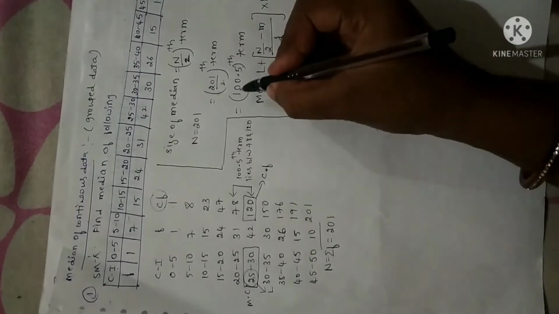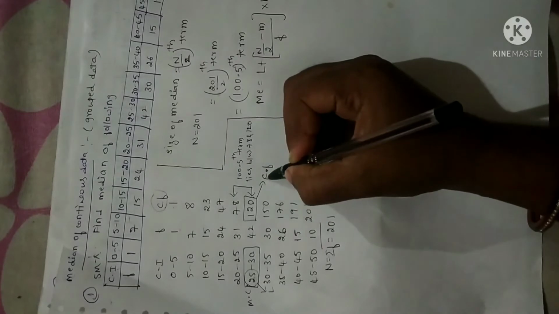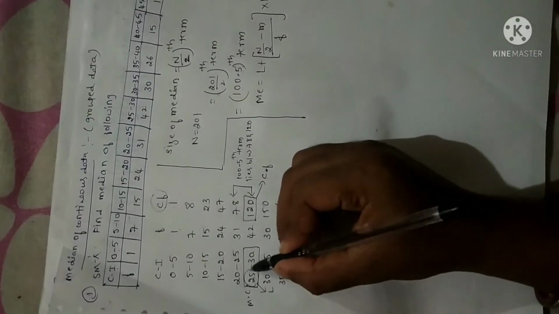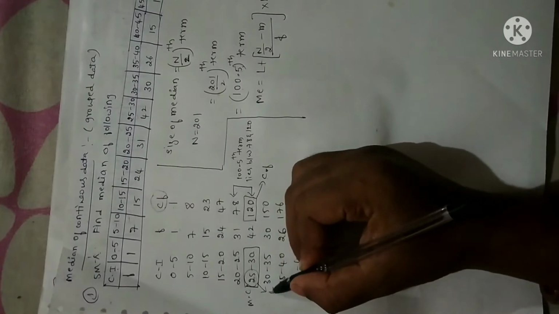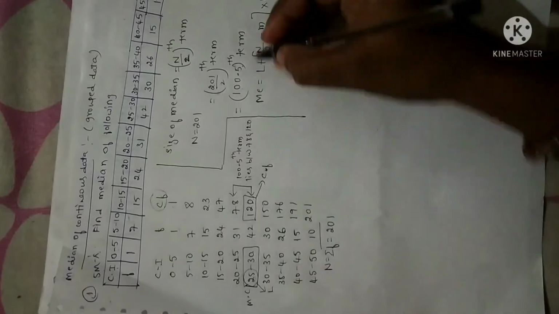Clear? See here, 100.5 lies between 78 and 120. So among them, the highest value will be the cumulative frequency. The corresponding class interval is called the median class. In that, the lower value is called L, that is, the lower limit value is L. Clear? Now the L value is finished.